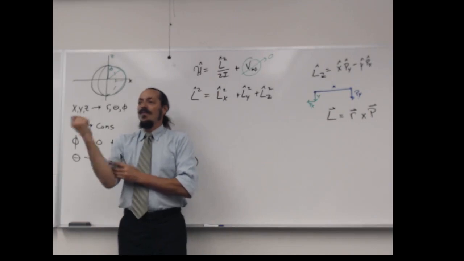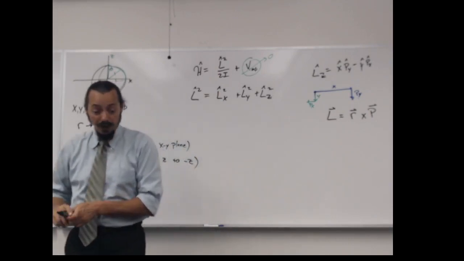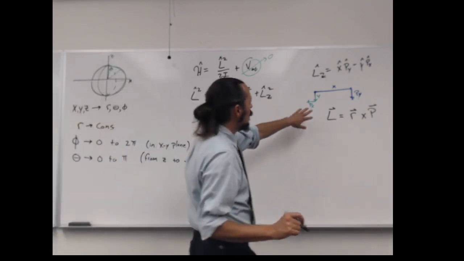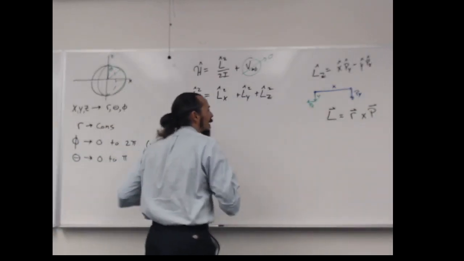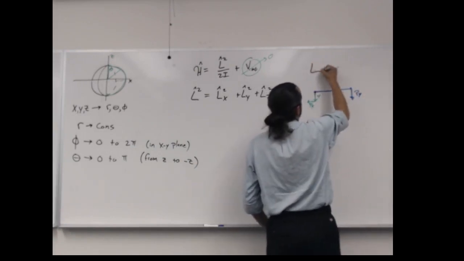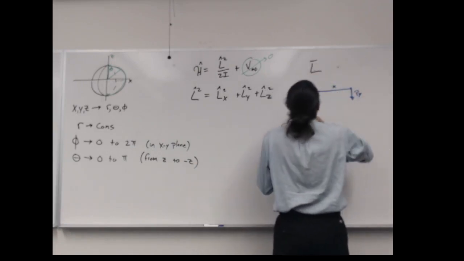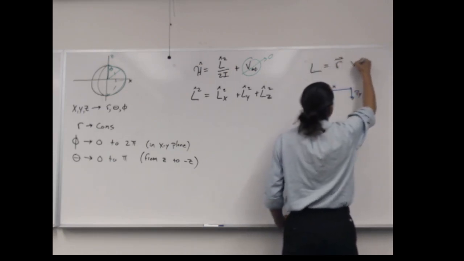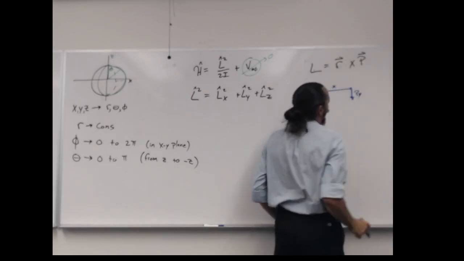Okay. We're not going to worry too much about the cross products right now, but I will write down. Let me rearrange this real quick. I'm going to put this up here and this down there. So angular momentum is going to be that r vector cross that p vector.